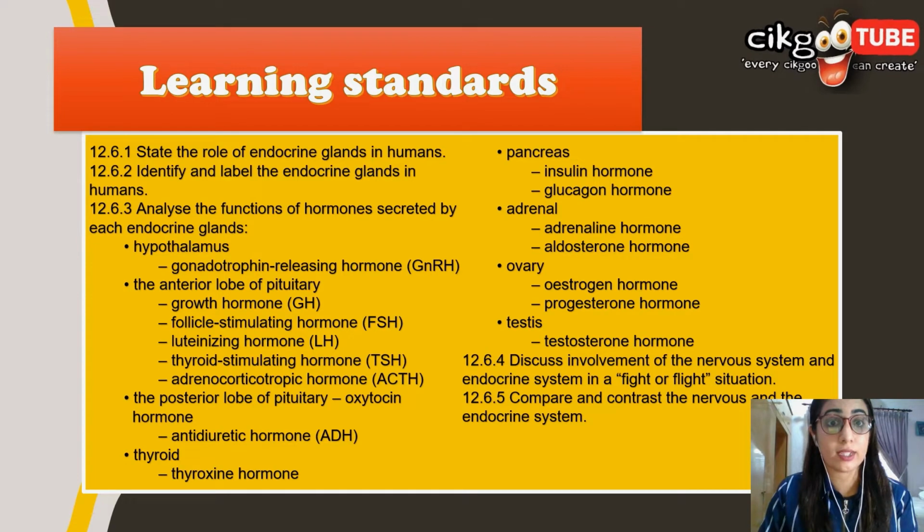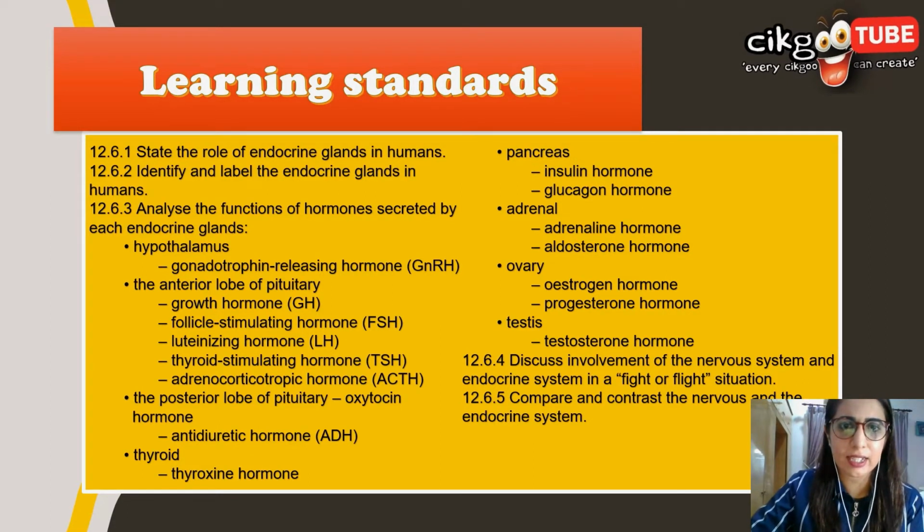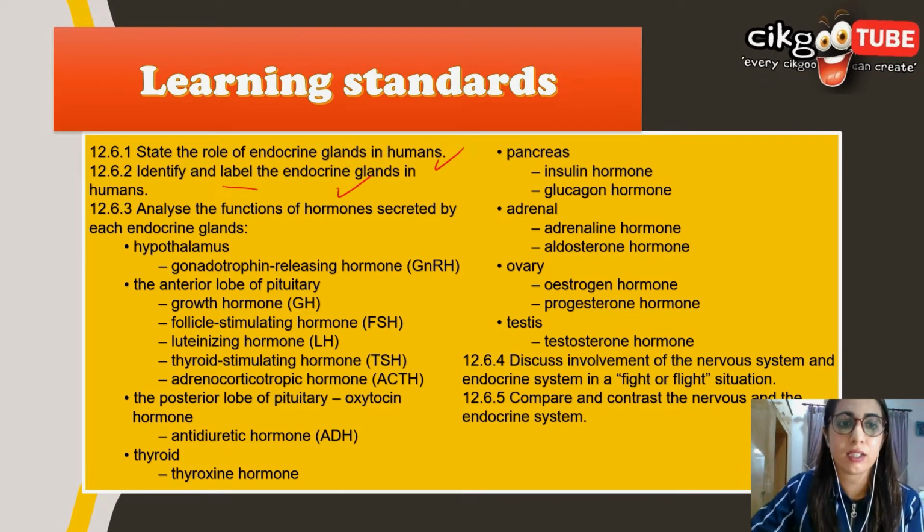Let's look at the learning standard. There are a lot of learning standards today. The first one: state the role of endocrine glands in humans. So you must first know what endocrine glands are. Then identify and label the endocrine glands in humans, and analyze the function of hormones secreted by each endocrine gland.